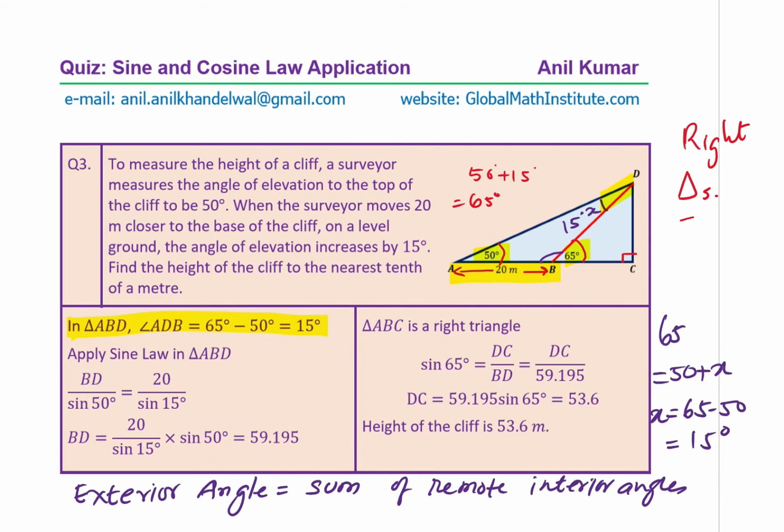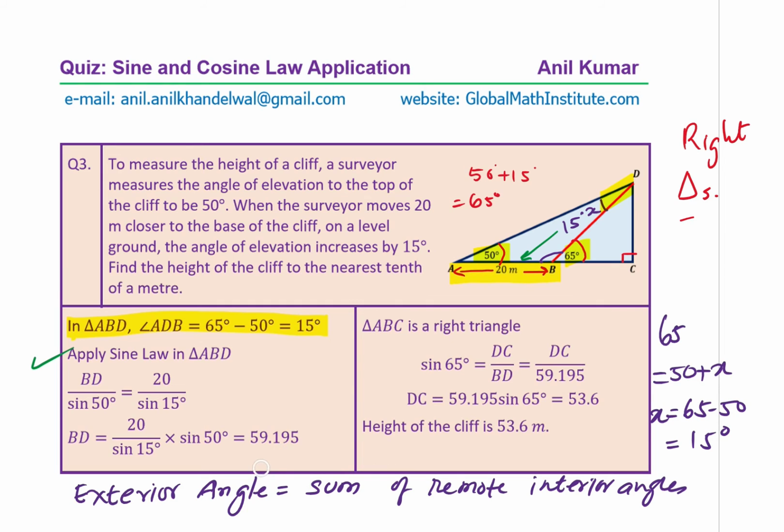Once you know D, you know a combination of angle and opposite side, and you can therefore apply this sine law. We need to find B to D, right? That is what we need to find from B to D. So BD over sine 50 is equal to what is given to us, 20 over sine 15, the angle which we just found. Cross multiply to find the value of BD, which comes out to be 59.195 in this particular case.